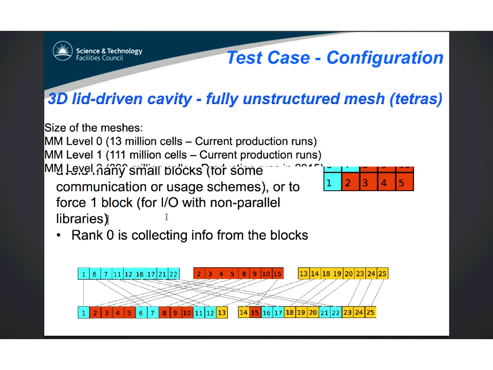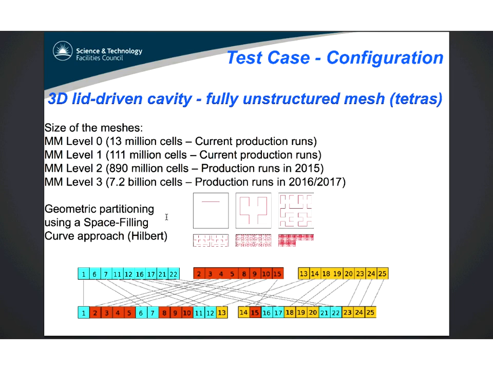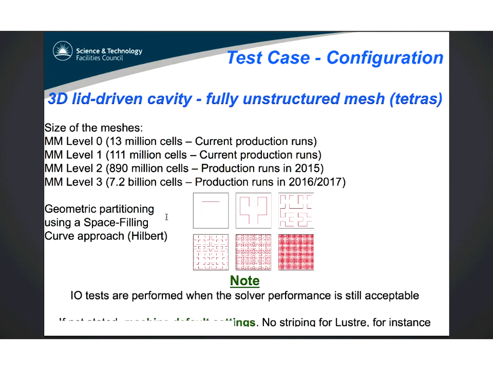The configuration we're going to look at here is quite simple because it's a cube, but it's been meshed with tetrahedral cells, and mesh multiplication is applied to those tetrahedral cells. The original mesh is already quite large with 13 million cells. This size of mesh could be used, for instance, for RANS modeling. And the next level, about 111 million cells, could be used for large eddy simulation, so very unsteady simulation. Those two levels, level zero and level one, are currently used in production, either by academia or industry.